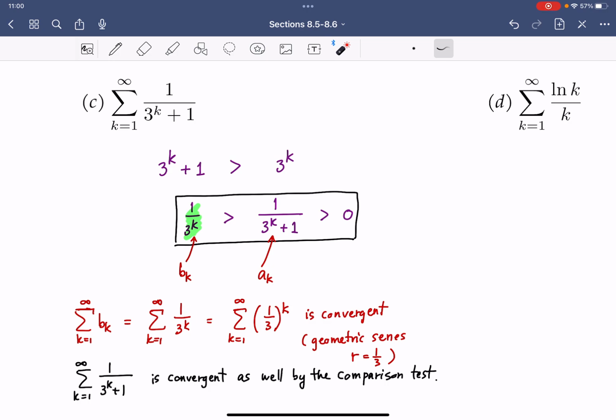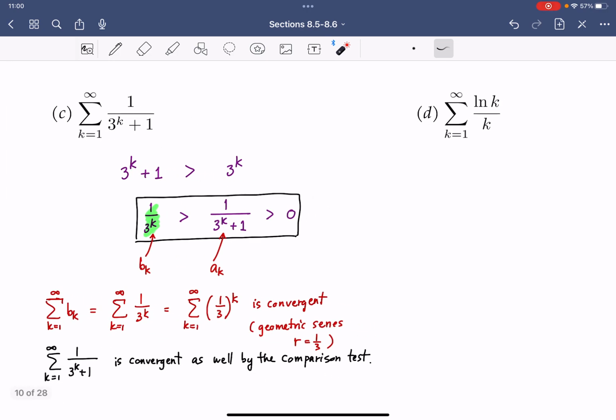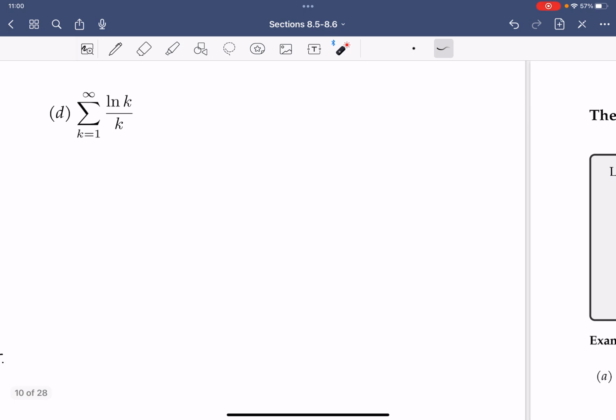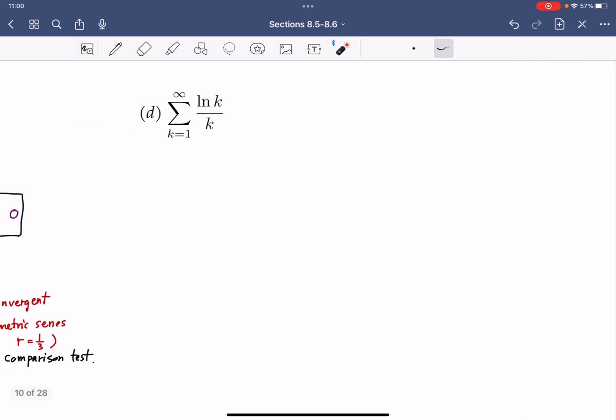Does it make sense? Okay, next one. Sounds good already? Alright, so part D. What about log k over k? How do you bound it? k starts from 1 to infinity.